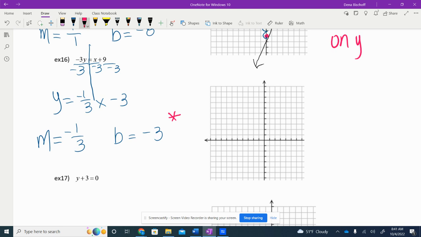This is where I begin. I'm going to go down and to the right. So begin at negative 3, down 1 and to the right 3. Down 1 and to the right 3. I'm also going to go from where I began and go up 1 and to the left 3 just to get my nice 4 points in a row.